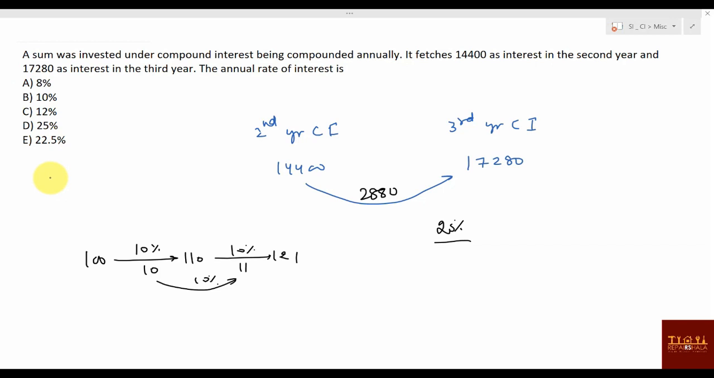Not given. Why? Maybe the option is second year, third year. Let me check if I am missing anything. 2880. So 1% value is 144. Correct only. So the answer will be 20%. Okay. The answer will be 20%. Maybe that option is not given, maybe I missed that option. Annual rate of interest will be 20%. Next.